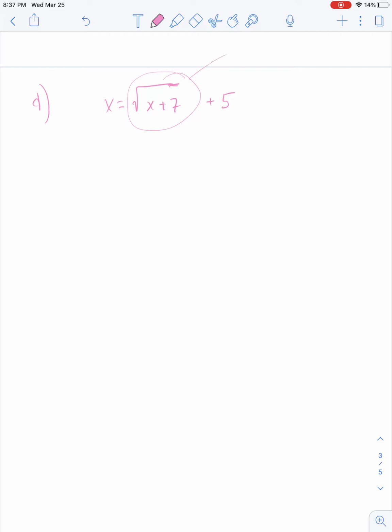Remember, once again, our whole goal is to isolate, right? We want to isolate that radical. So we need to get rid of that positive 5. And we get rid of that positive 5 by subtracting 5 to both sides. Doing that leaves us with x minus 5 equals the square root of x plus 7.